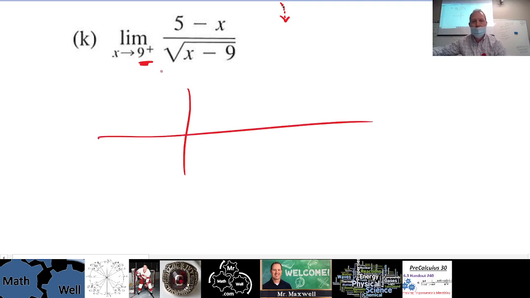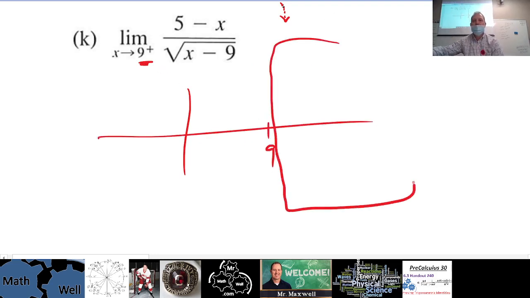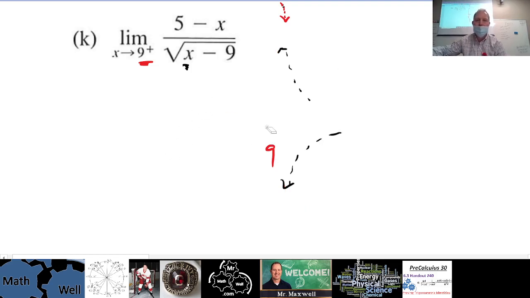So we've got something like, here's 9 over here. And what's happening to the graph in this region right here? Because this is a restricted value, does it look like it's going largely positive, or does it look like it's going largely negative leading up to 9 from the right side? That's what we're examining. Okay, so let's take a look at that.